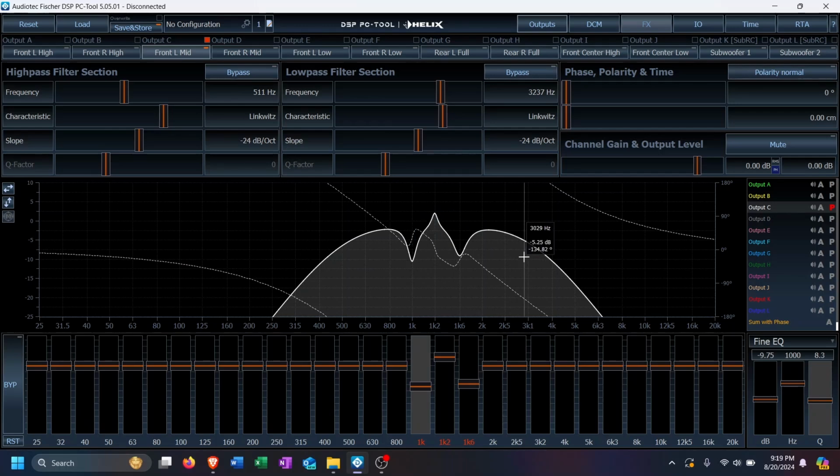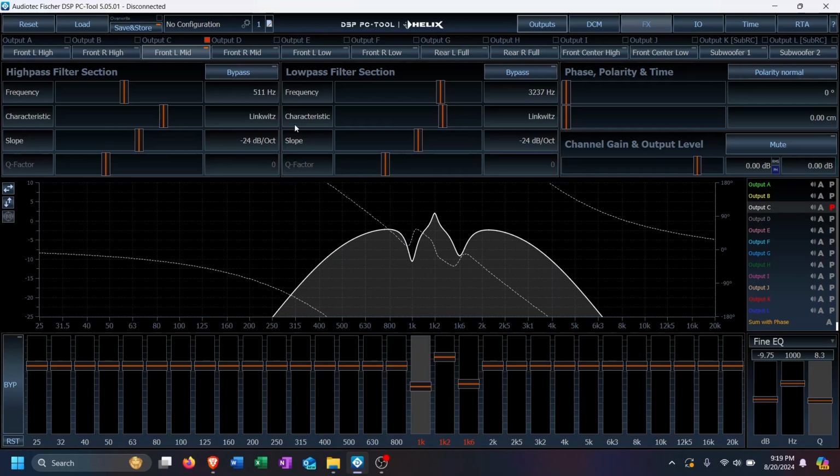So why is this problematic? Well, if your left and right measure the exact same, it's not as problematic, because the equalization will be the same, and the phase changes will be the same, and it doesn't really matter, truthfully.